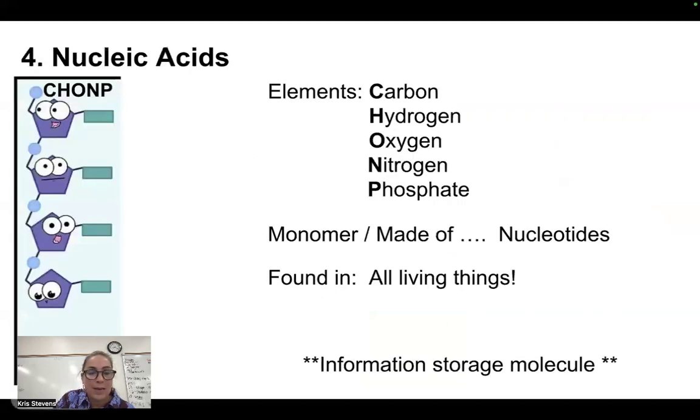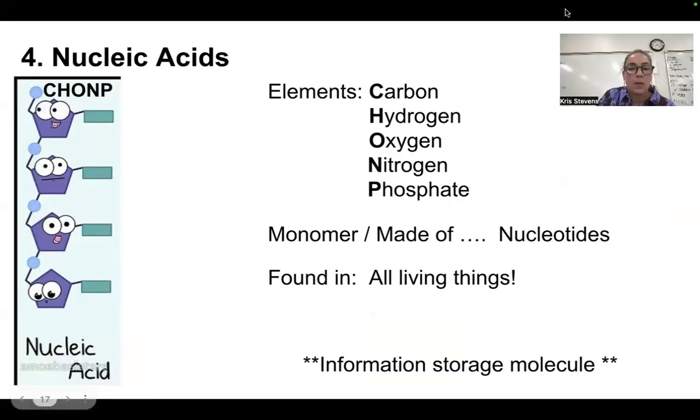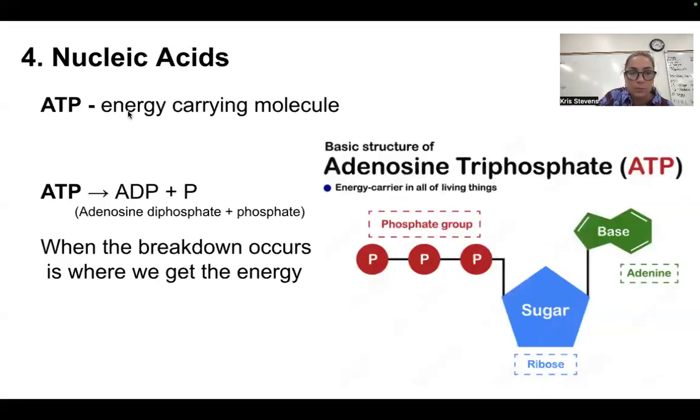All right, nucleic acids. These are made up of carbon, hydrogen, oxygen, nitrogen, and phosphate. The monomers are nucleotides. What is a nucleotide? A sugar, phosphate, and a base. I'm going to have you even sing it: sugar, phosphate, and a base. These are the monomers of nucleic acids. They're found in all living things. It's the information storage molecule. It is our genetic material.